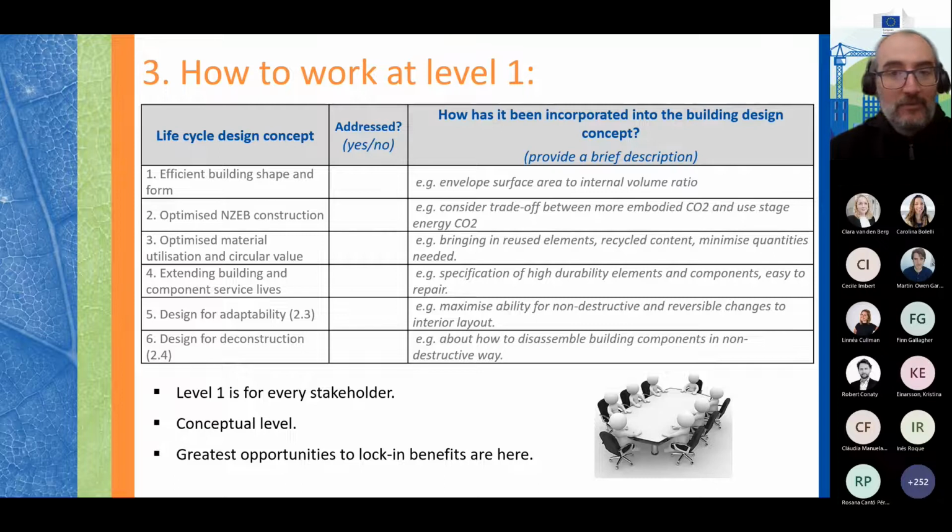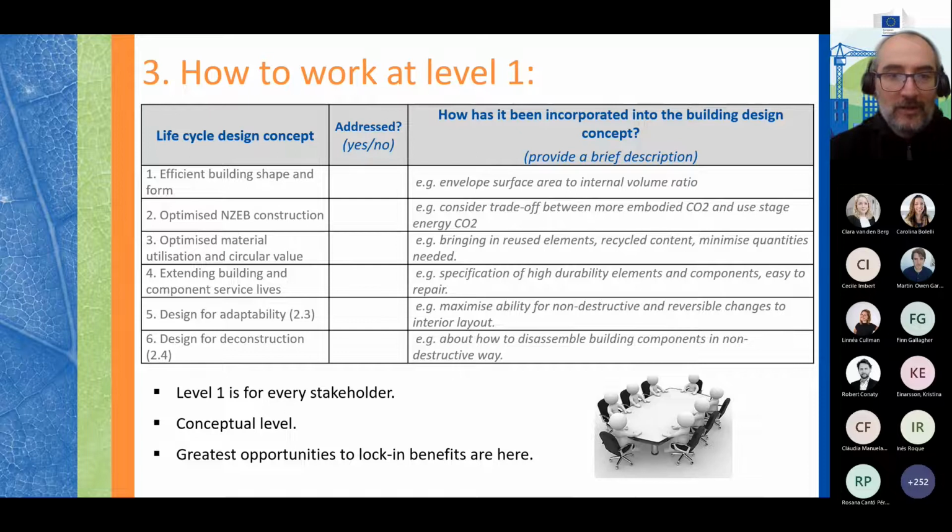And then there's things like design for adaptability. There's a specific levels indicator on that. And this is about, how easy is it for me to change the internal layout of the building when the occupants' needs may change? How less destructive can I make that? And can I reverse that back? So can I have a building space that's really adaptable? And at the end of life, if you have a building that's designed for deconstruction, we have levels indicator 2.4 to look at this more specifically. But this is really your module C benefits. If you design for deconstruction, you can get better results in module C and probably module D as well.